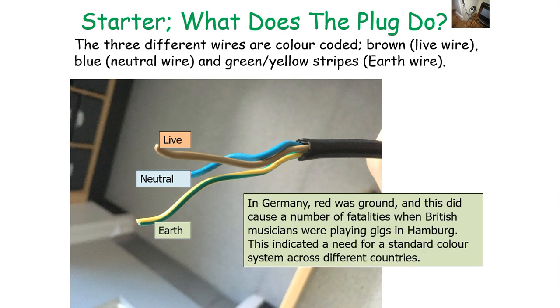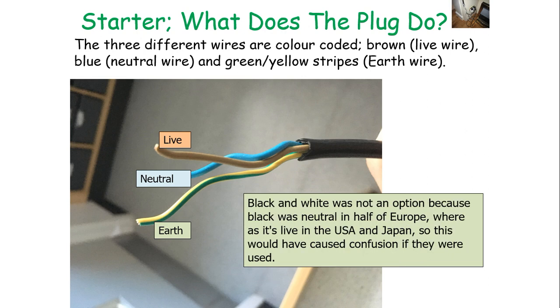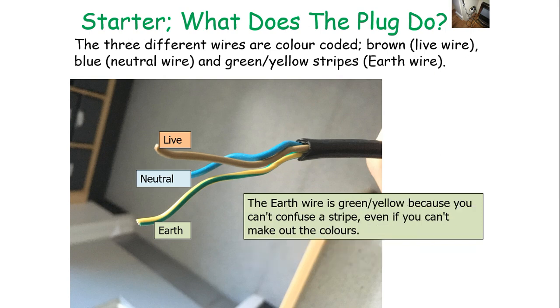Now in Germany, red was ground, and this did actually cause a number of fatalities when British musicians were playing gigs in Hamburg, which indicated the need for a standard colour system across the different countries, because we used to have red as the live wire, so people got confused. And black and white wasn't an option because black was neutral in half of the European countries, but it's live in the USA and Japan, so this would have caused confusion if they were used.